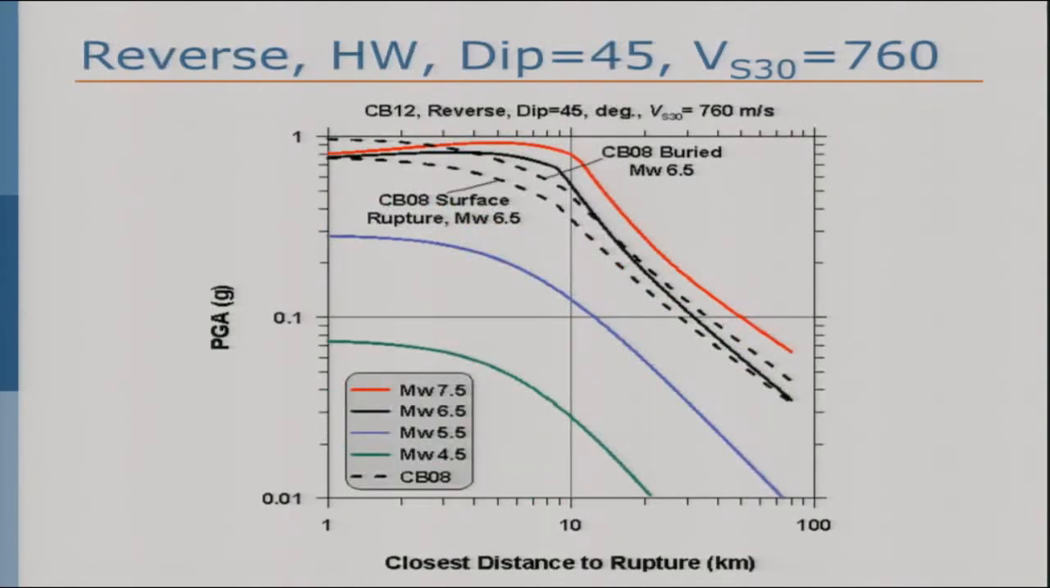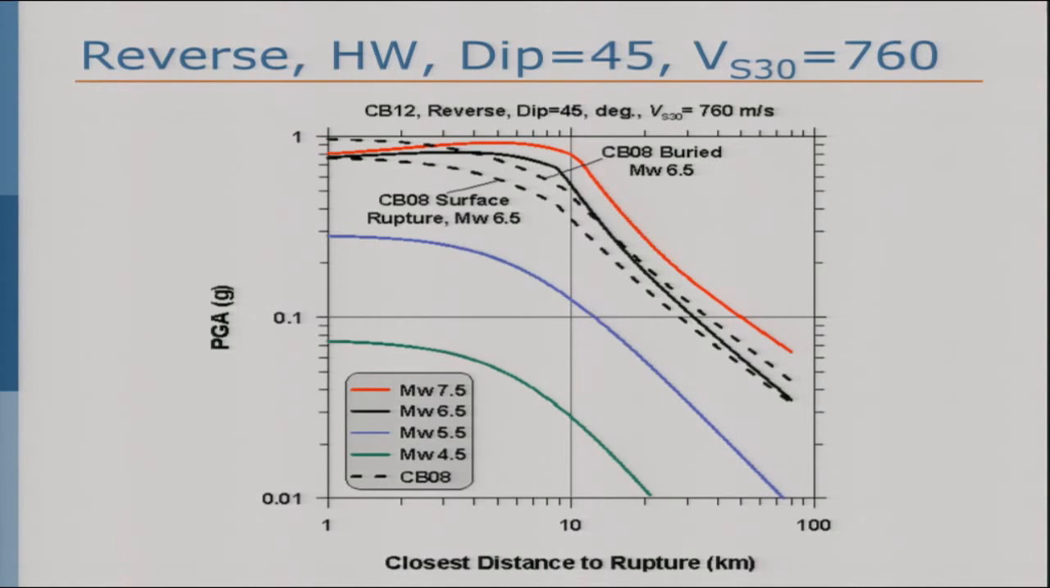This is interesting. So this is on the hanging wall side. I didn't have time to do the footwall side of this. But this is the hanging wall side. So this is a reverse fault, dip of 45 degrees. VS30 is 760 meters per second. And here, as I mentioned previously, we had a buried and a surface rupture. And so rather than clutter this plot, we've only shown the comparison with our old model at magnitude 6.5, both buried and surface rupture. So that's the dashed black line. Compare that with the solid black line. So you can see what I meant.